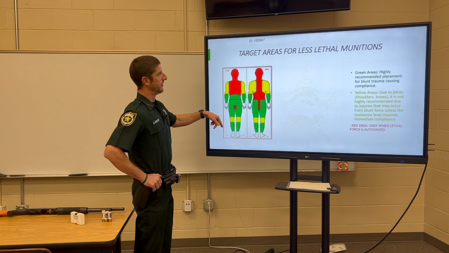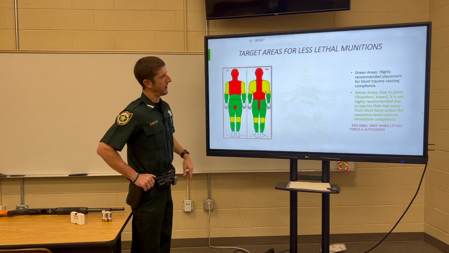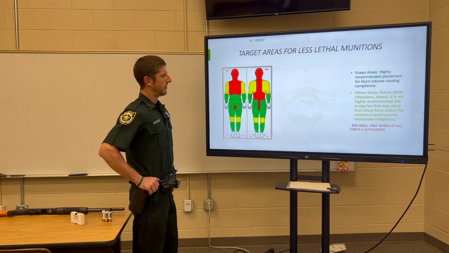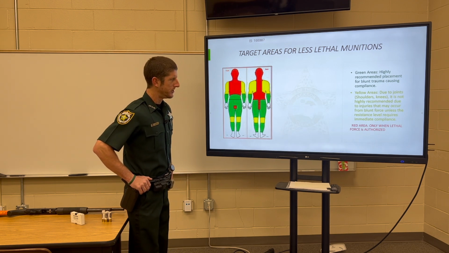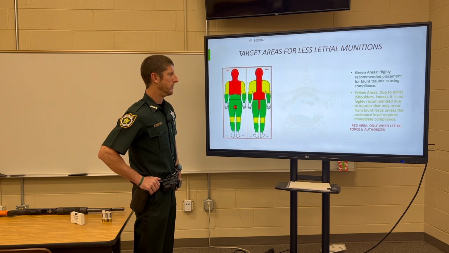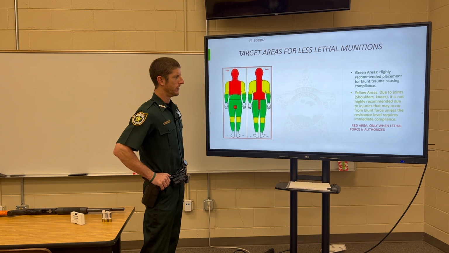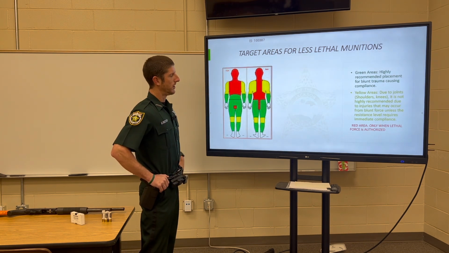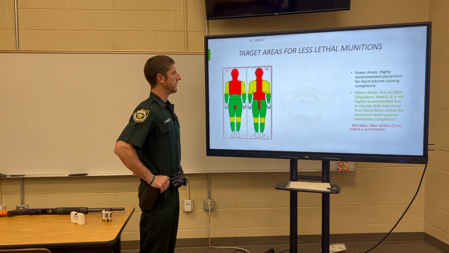These are your target areas, green areas. These are highly recommended placement for blunt trauma causing compliance. Yellow areas, here in your shoulders and your knees, it says due to joints, shoulders, knees, it is not highly recommended due to injuries that may occur from blunt force unless the resistance level requires immediate compliance. And then the red areas, you've got your head, chest, crotch area, the groin area, only when lethal force is authorized.